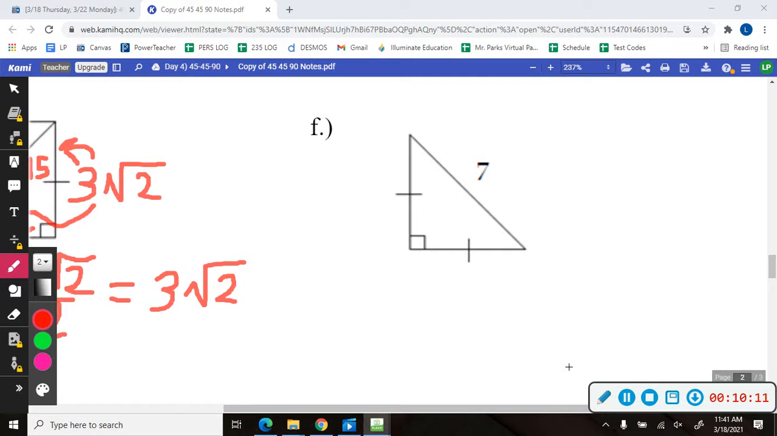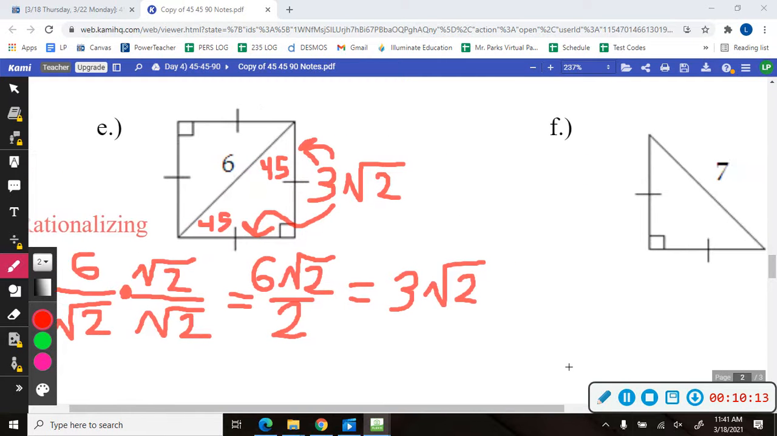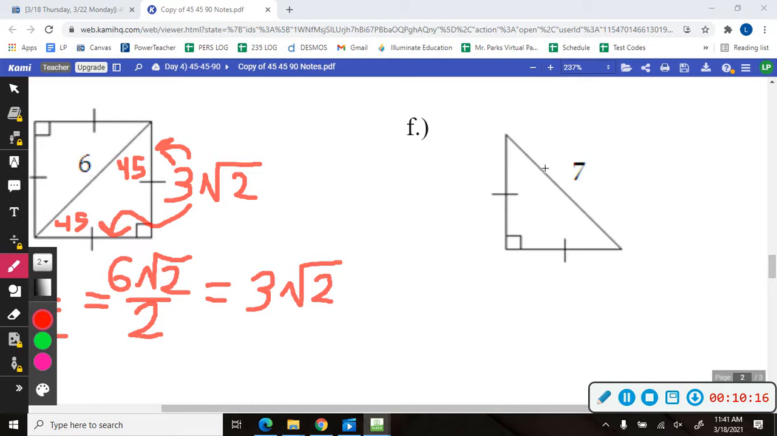So I've done a lot of examples. F is just like E. If you're starting with the hypotenuse and you're trying to get the legs, why don't you spend a second and see if you could do F. That's probably the hardest type because you're going to divide by square root of 2 and have to rationalize. So I'll let you take a second and try F. So you can hit pause if you're watching this at home.